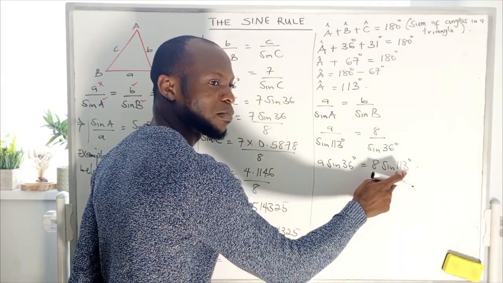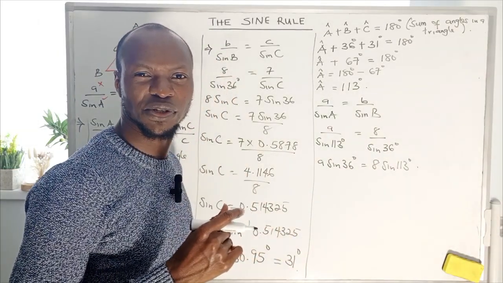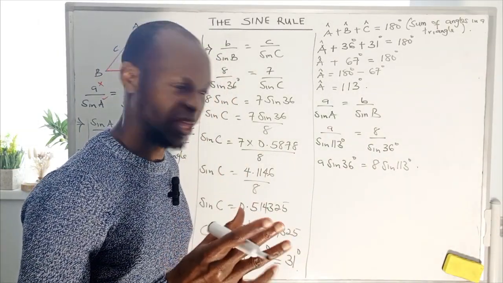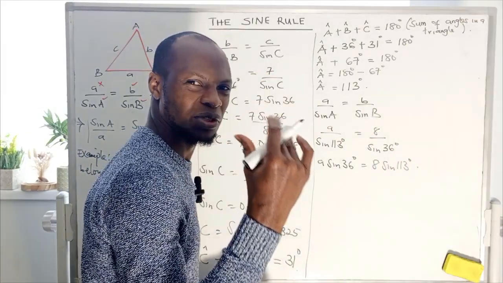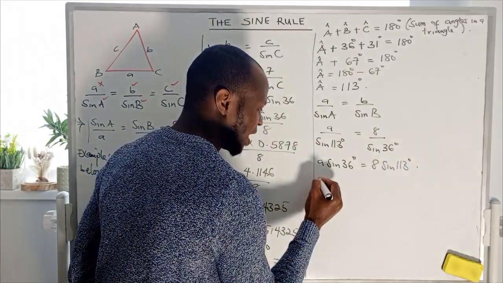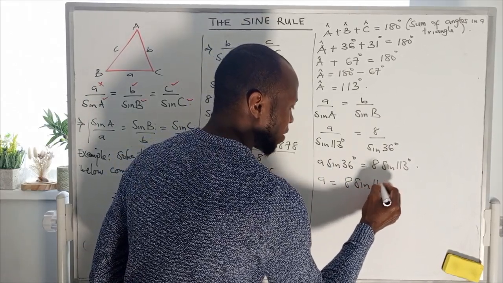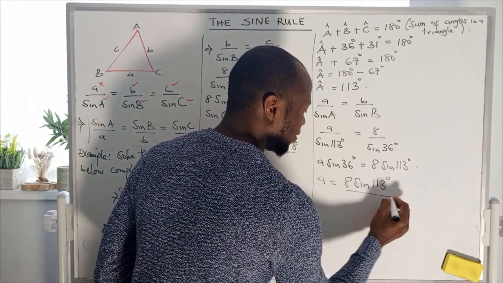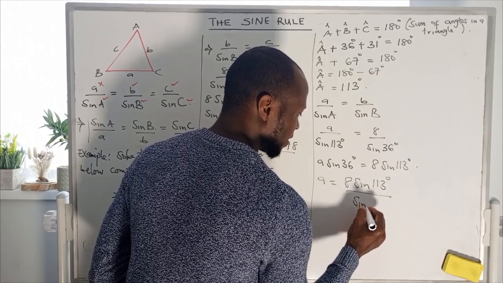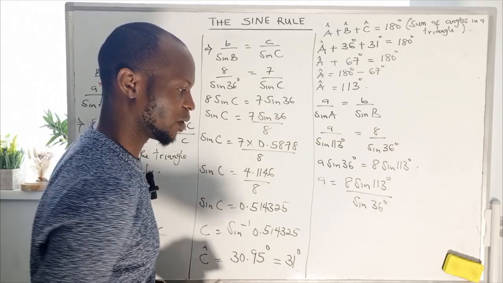Now there's something I wanted to chip in here. This angle is more than 90 degrees. In our coming classes, I'm going to teach what we call the obtuse rule, but because I don't want you to get confused here, I will leave it like this for now. So my side A equals 8 sine 113 degrees all divided by sine 36 degrees, if I make A the subject of the formula.